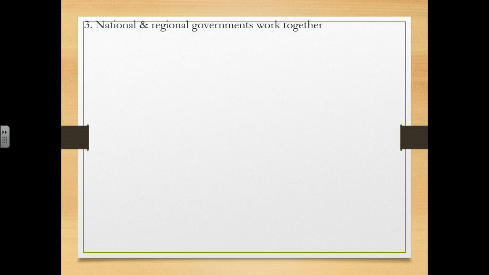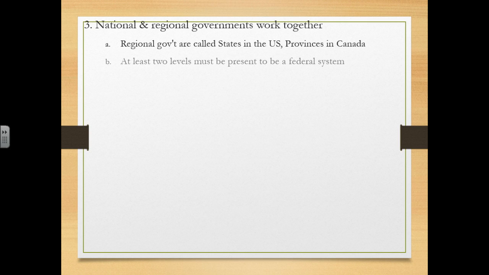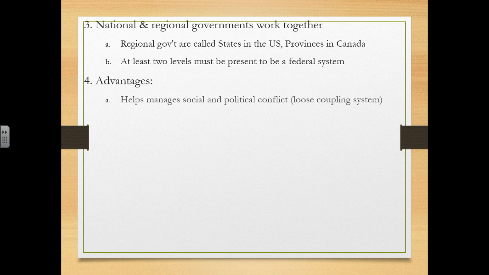National and regional governments work together in a federalism. Regional governments are called states in the U.S., provinces in Canada, and other federalist governments throughout the world. At least two levels must be present to be a federal system. There are some advantages to this.